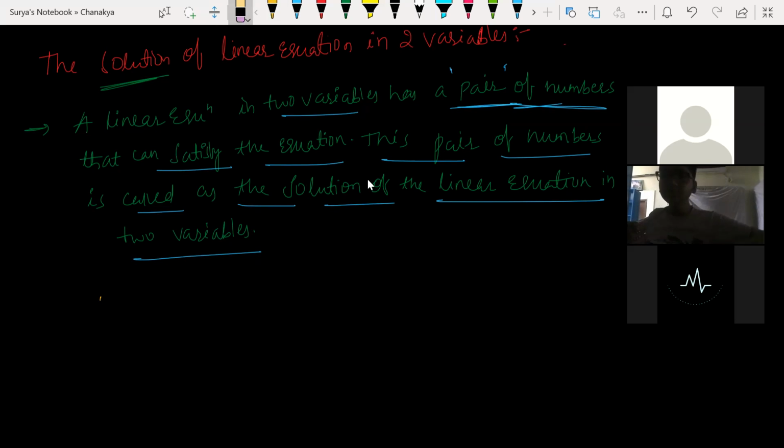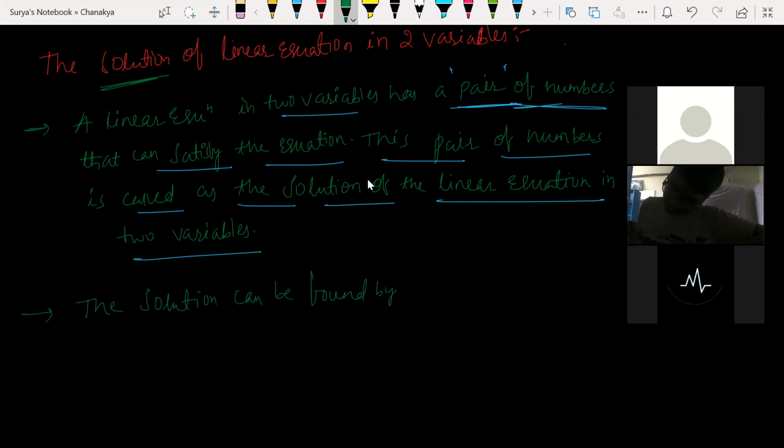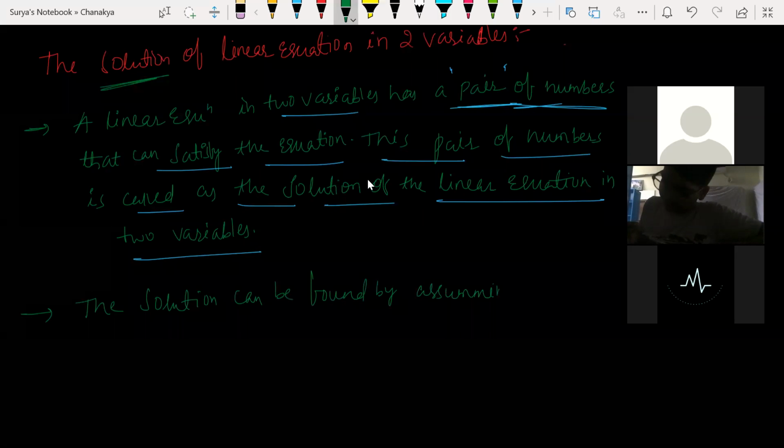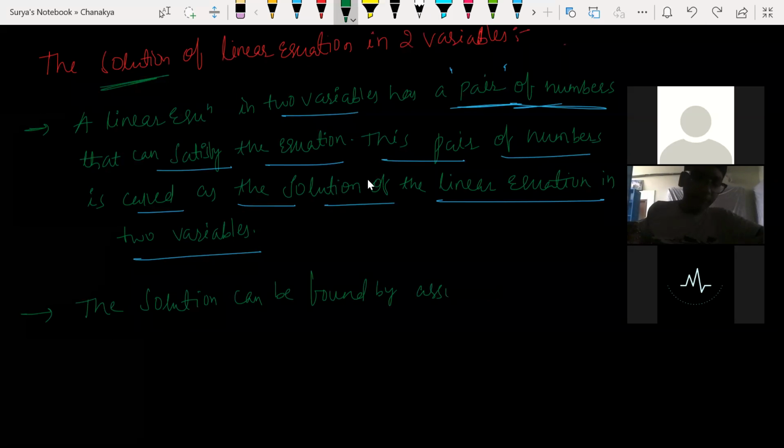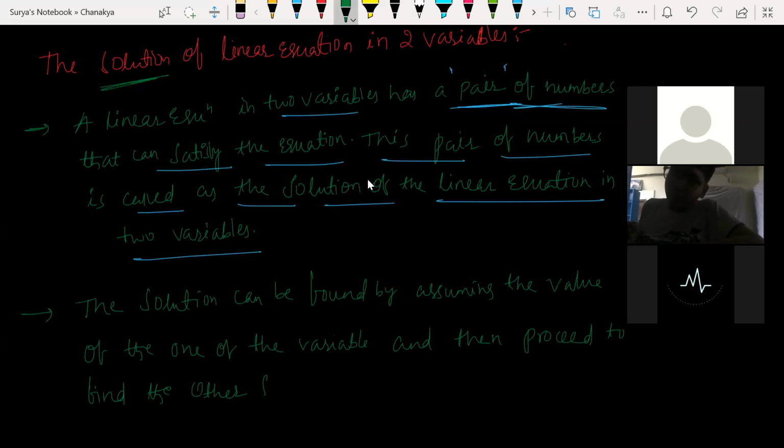Let us write a few more points. The solution can be found by assuming the value of one of the variables and then proceeding to find the other solution. Getting my point?